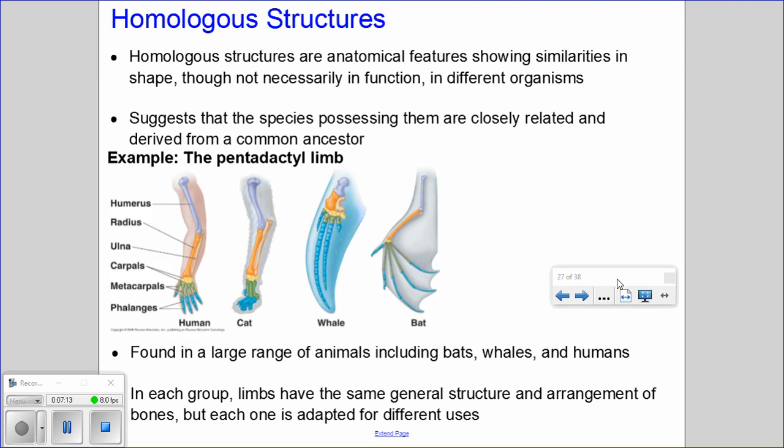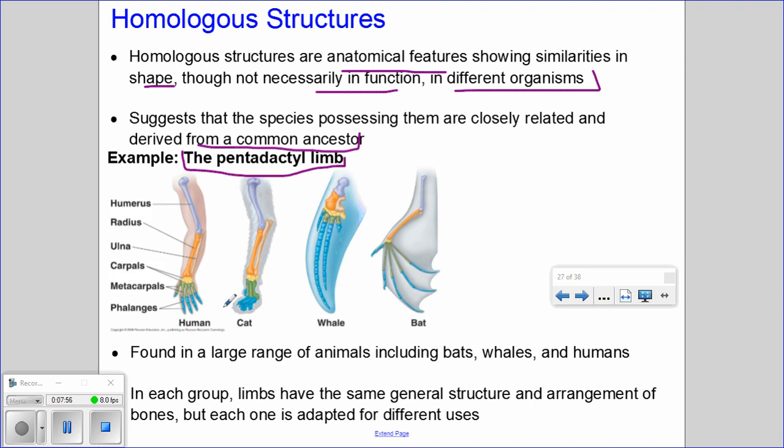Another form of evidence that's used for evolution is through the study of homologous structures. Homologous structures are anatomical features showing similarities in shape, though not necessarily in function, in different organisms. So it's similar structures, they don't necessarily perform the same function, found in different organisms or different species. So it suggests that the species possessing them are closely related and at some point derived from a common ancestor.